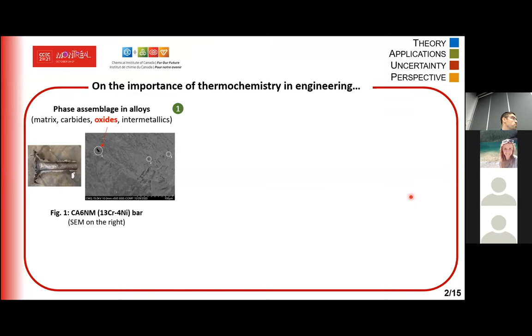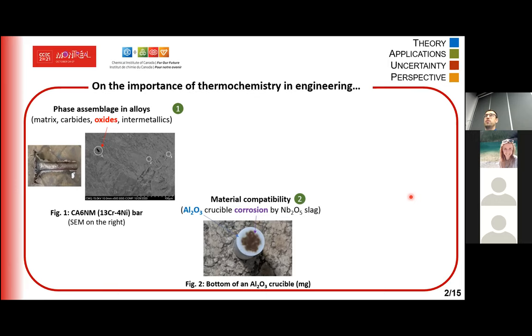So of course, thermochemistry is important because you want, at the end of the day, to be able to predict what are the phases that may form in a system, in an alloy. So this is an example of my research where I'm synthesizing stainless steel and looking at some inclusions that are forming in these materials. And of course, thermochemistry can predict and help us to understand what type of inclusion would form in these materials. We can also use thermochemistry to understand compatibility with different types of material. So here you see a DSC test that I'm going to talk about later on, where you clearly see the corrosion of the niobium oxide slag that we added inside this alumina crucible.